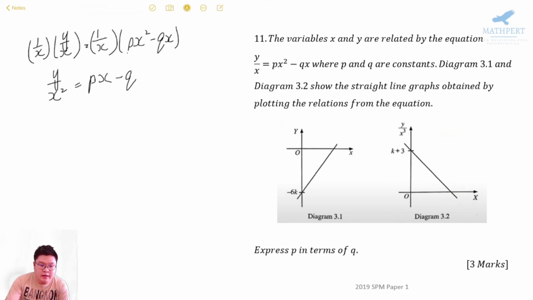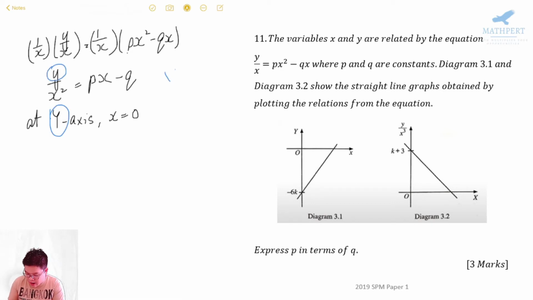We also notice that in diagram 3.1, the straight line intersects both axes. On the x-axis, we do not have the coordinate, so we do not use this. But on the y-axis, there's a coordinate, so it intersects at negative 6k. At the y-axis, x is equal to 0, isn't it? By the way, this big Y-axis is different from the small y over here. This big Y-axis is equal to y over x squared.